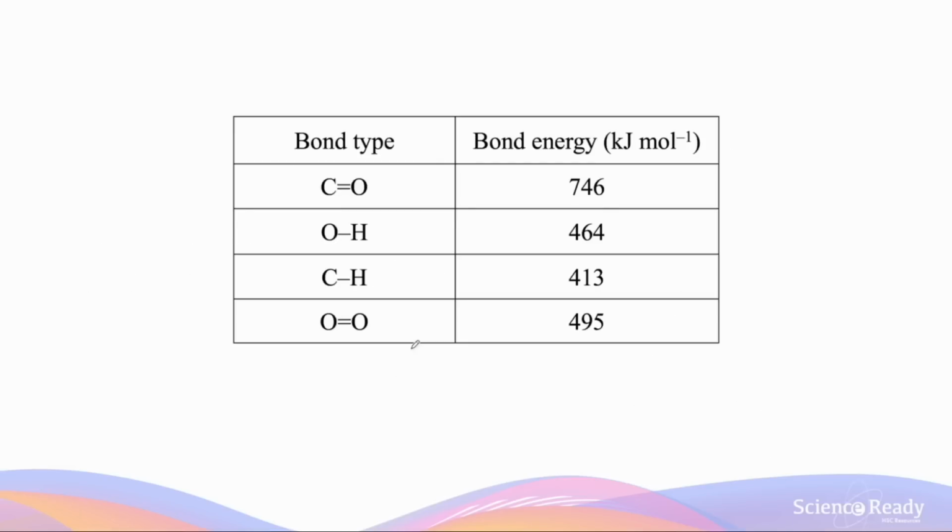This table shows you some of the common covalent bonds you will see in covalent molecules, such as carbon to oxygen double bonds, oxygen to hydrogen single bonds, and the one we saw before, carbon to hydrogen single bonds, and oxygen to oxygen double bonds. You can see for all of these, they have different numerical values as each of the bonds have their own strengths and therefore will require different amounts of energy to break apart.